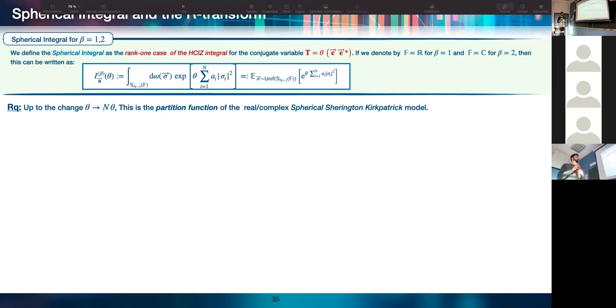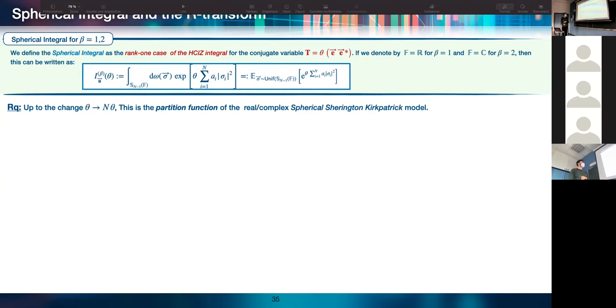So for example, let's take a look at the rank one case. This is a spherical integral where I take the conjugate matrix T to be rank one, and I call theta the non-zero eigenvalue of this rank one matrix. And now you can re-express this HCIZ integral as an integral over the complex or real sphere, depending on whether you are considering symmetric or Hermitian matrices. You take a uniform average over the complex or real sphere of the exponential of theta times the convex combination of the a_i. So this defines the spherical integral.